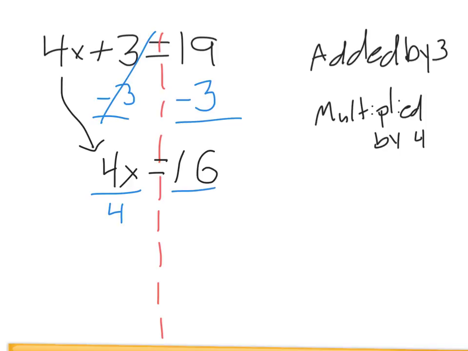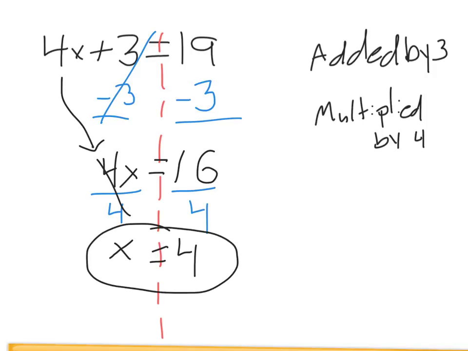If I divide by 4 on one side, I divide by 4 on the other. You get 4. 4 divided by 4 is 1. 1 times x is x. 16 divided by 4 is 4. So I have found that x is equal to 4.